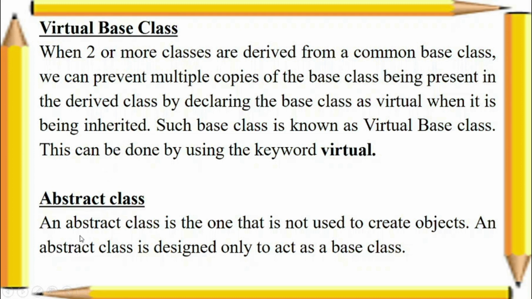Then the abstract class. An abstract class is one that is not used to create objects. An abstract class is designed only to act as a base class. So abstract class means we are not creating objects from the abstract class. You know, in our practical program also, after deriving a class from the base class, from the derived class only we are creating the object, and using that object we are accessing all the member functions from the derived class as well as from the base class. So that type of base class is known as an abstract class.